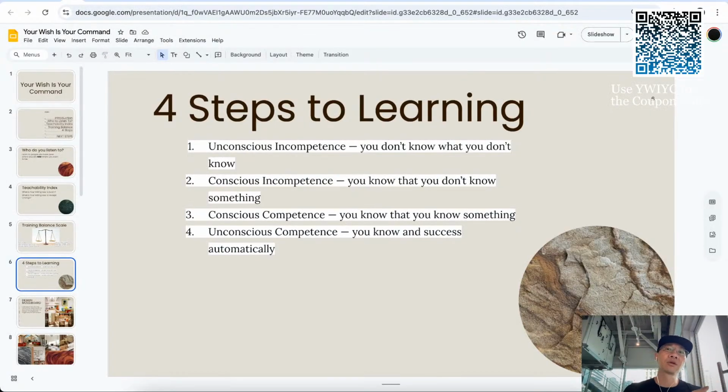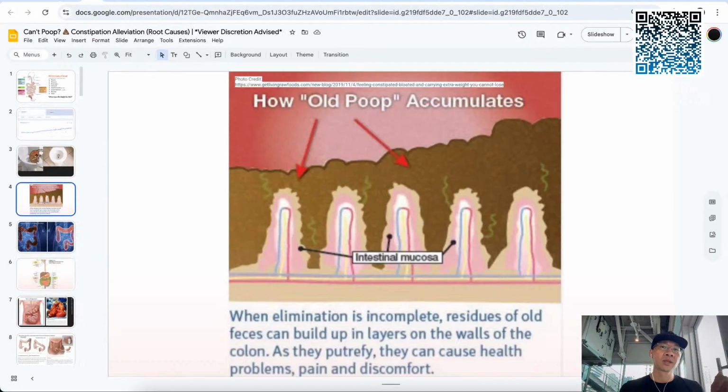These steps to learning is something that we do all day, every day. And if you are persistent in your teachability index, you're going to come back. You think you know these lessons. You're going to go from a place of unconscious competence, and it's going to roll you right back into unconscious incompetence. Because there's always so much more that you don't know.